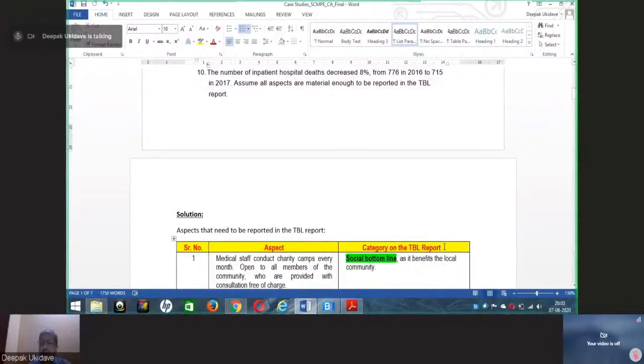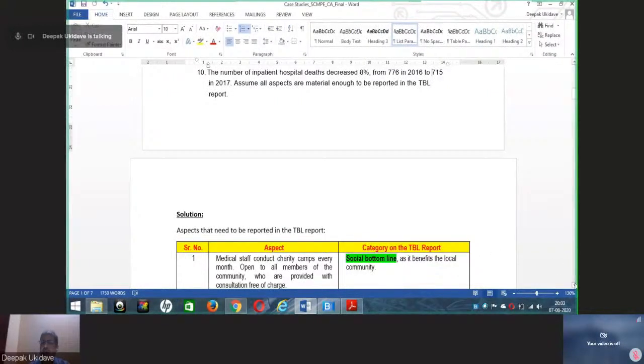So are you catering to people? Are you catering to planet? Or are you looking at profit? One of the three. So we call it social bottom line, that is people. Then planet bottom line, that is for the environment, environmental bottom line, and profit bottom line. Correct? So which category and why? Which aspect is getting covered? That we have to highlight.